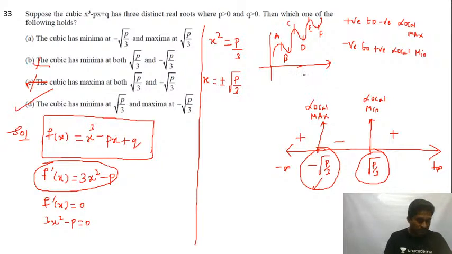C is not possible. Alright, B is not possible. Maxima, minima will always occur alternatively. Right, local maxima, local minima. Highest is called absolute maximum, least is called absolute minimum.